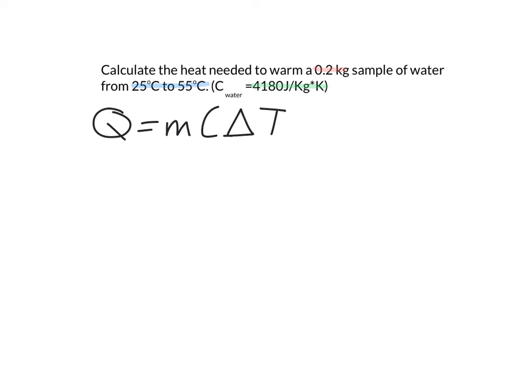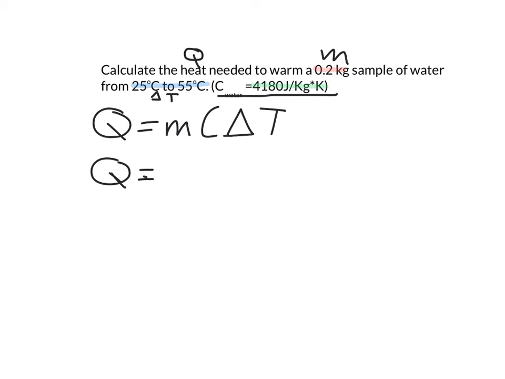Okay, this is the formula, in which you have Q, that is heat, that is what I want to have, is equal to the mass times the specific heat times the change in temperature. So everything we have to do is to substitute all the data in the formula and multiply it. So that's what we are going to do here.